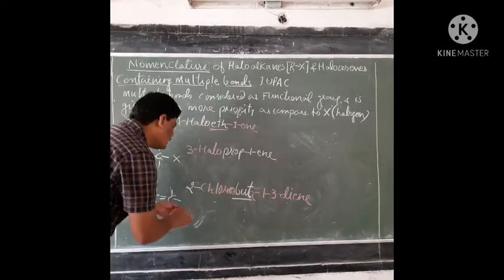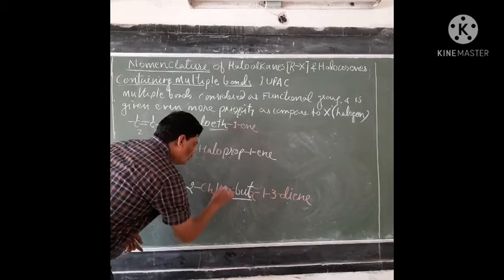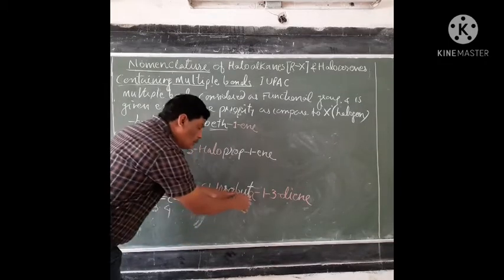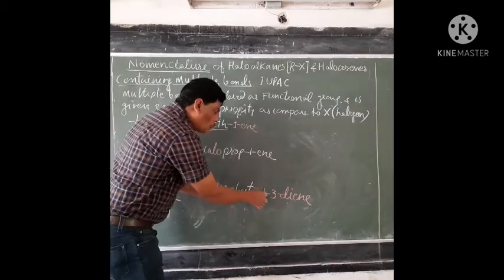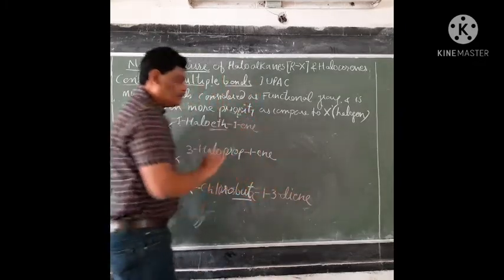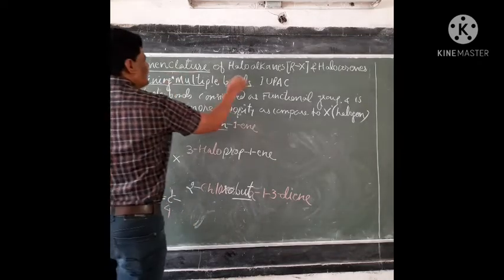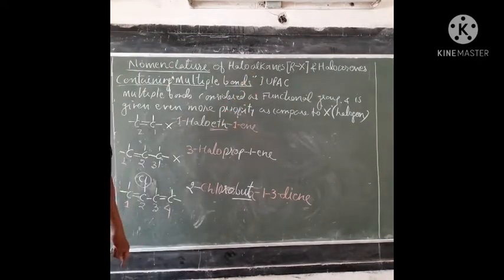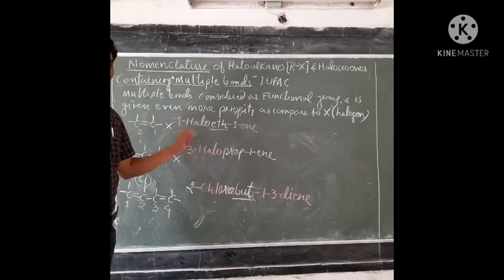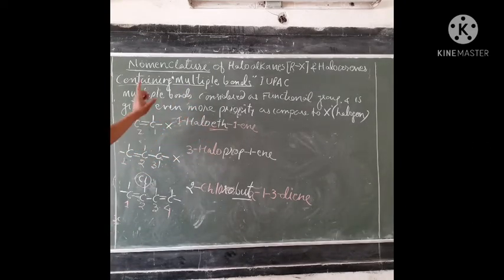So overall it will become 2 fluoro, but will become buta 1, 3 diene. Okay. So in this way, you have to give numbering to carbon atoms. Similarly, the same type of rules are also followed if the multiple bond is of type triple bond. So can you work on this? Yes, you have to work out the numbering and naming if the compound contains a triple bond.